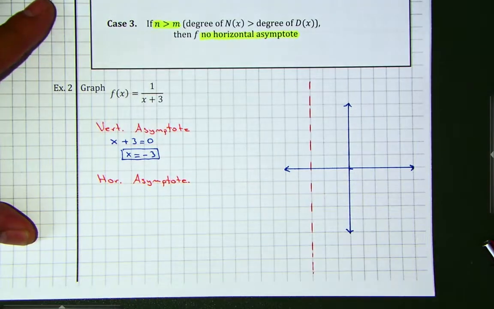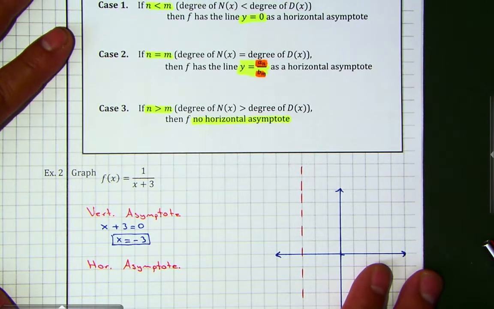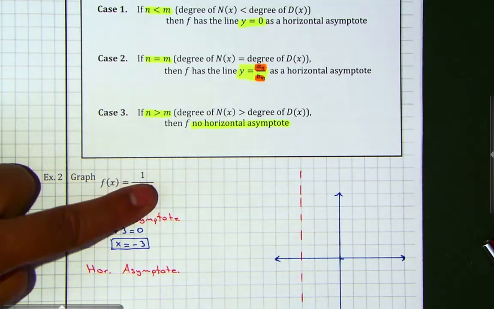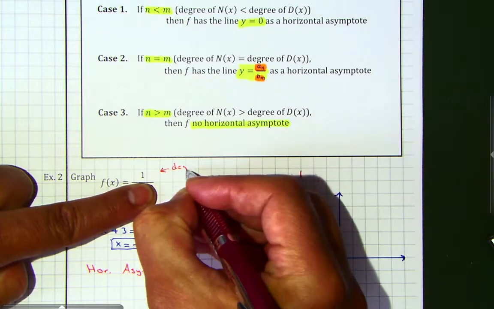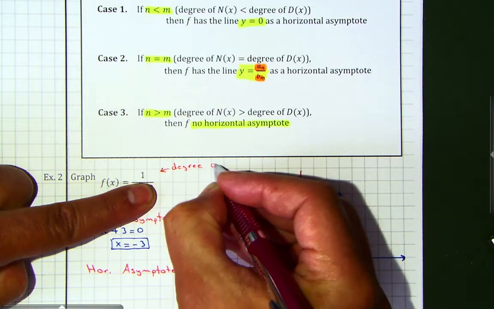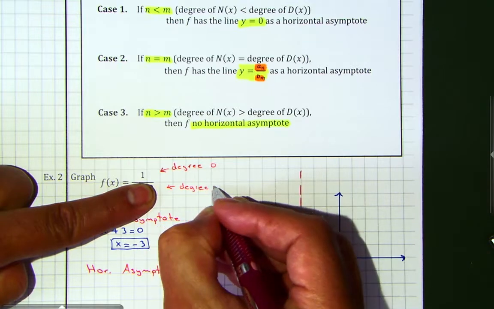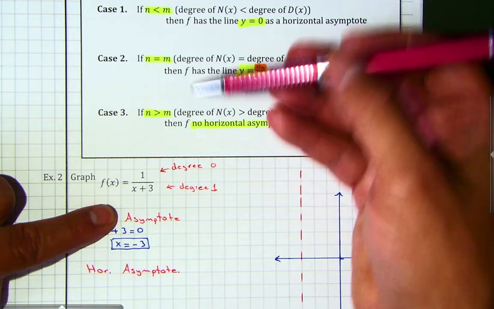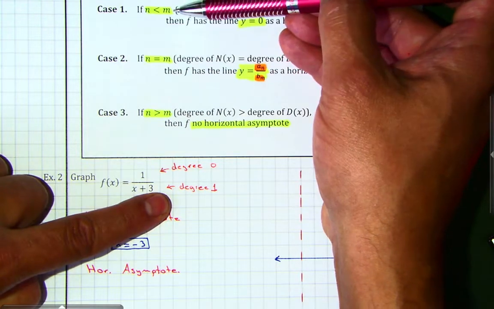And now to be able to find the horizontal asymptote, we need to determine whether it's case 1, case 2, or case 3. So in this case, what is the degree of the polynomial above? It doesn't have an x, so the degree is 0. And this has a degree of 1. Correct? So the degree of the numerator is smaller than the degree of the denominator. So this is case 1.